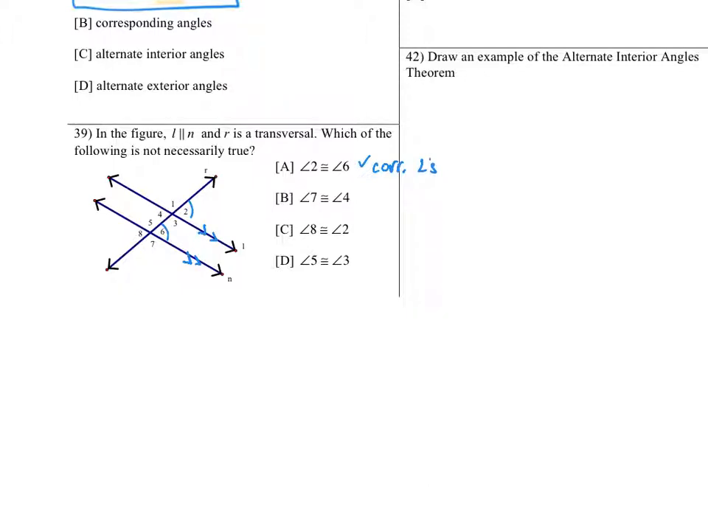The next one says angle 7 over here is congruent to angle 4. Well, angle 4 and angle 2 would be congruent, but angle 7 and angle 4 do not necessarily have to be congruent. They don't have a special angle pair relationship. Angle 8 would be congruent to angle 2 because they're alternate exterior angles. And angle 5 would be congruent to angle 3 because they are alternate interior angles.